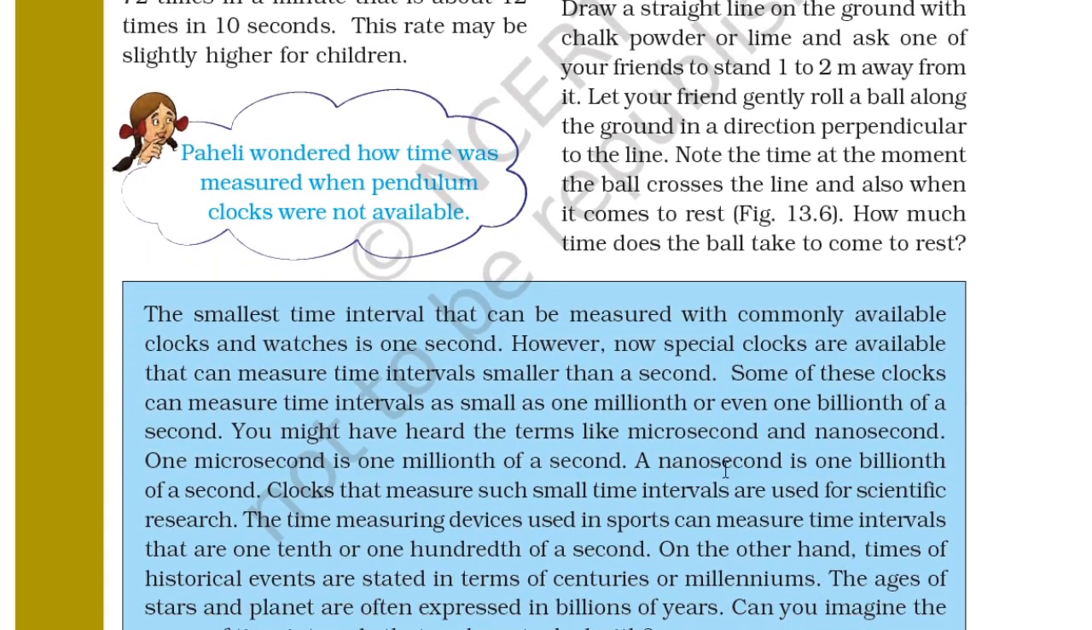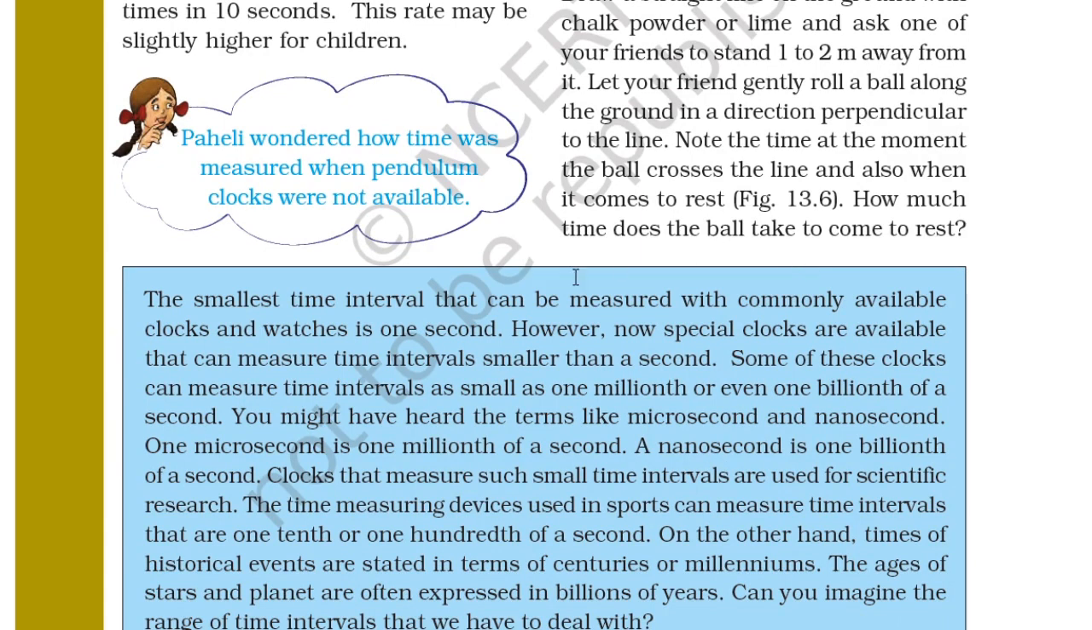The smallest time interval that can be measured with commonly available clocks and watches is 1 second. So you know that the smallest time interval in a common watch is a second. However, now special clocks are available that can measure time intervals smaller than a second. Some of these clocks can measure time intervals as small as 1 millionth or even 1 billionth of a second. You might have heard terms like microsecond or nanosecond. 1 microsecond is 1 millionth part of a second. A nanosecond is 1 billionth of a second. Clocks that measure such small time intervals are used for scientific research.